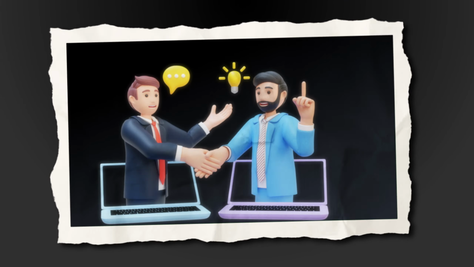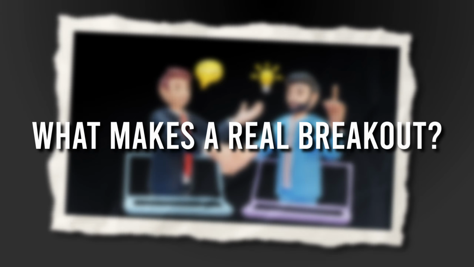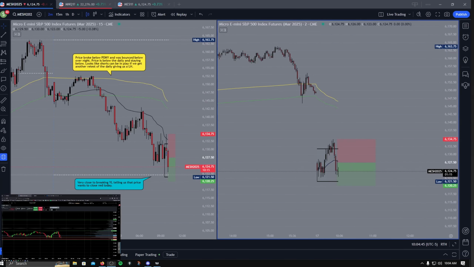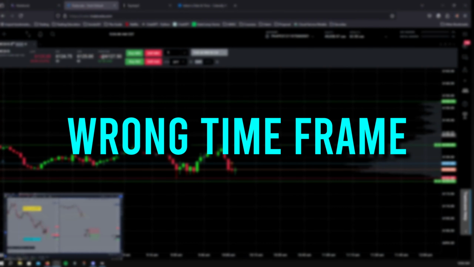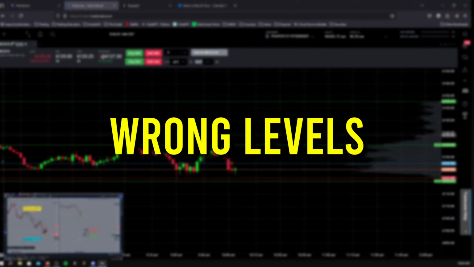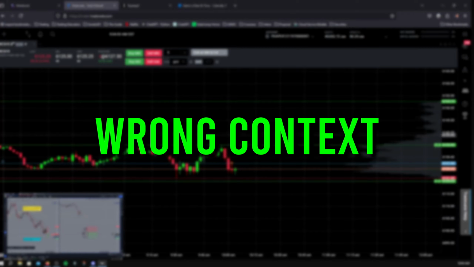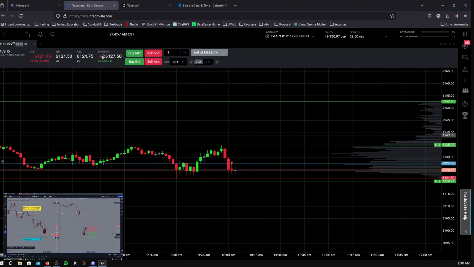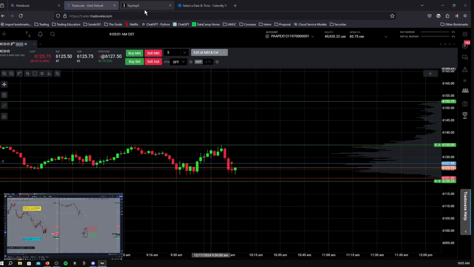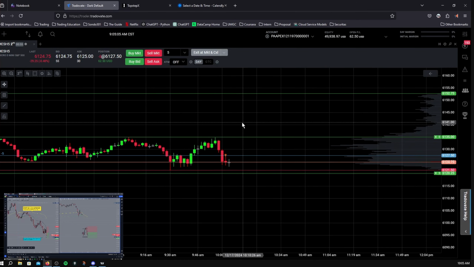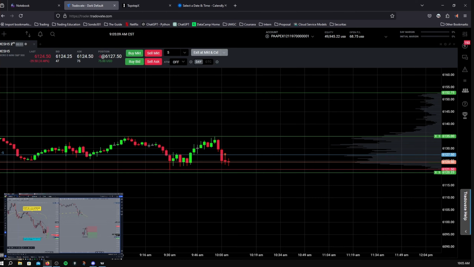The first question we need to ask is, what makes a real breakout? Well, most traders get this completely wrong. They're focused on the wrong time frame, wrong levels, and most importantly, the wrong context. They only look at the lower time frame chart, spot a breakout, and jump in without understanding the bigger picture. This is exactly why most breakout traders fail.